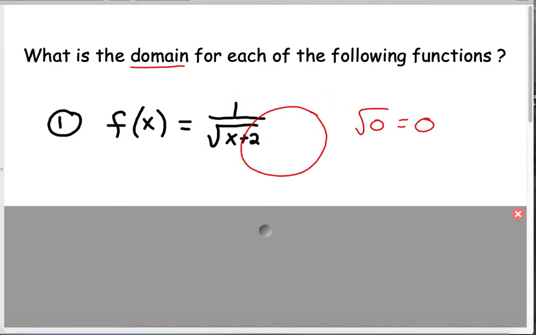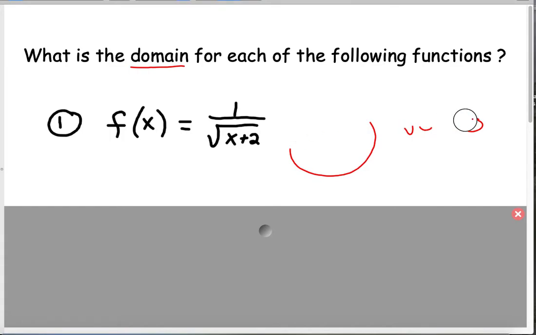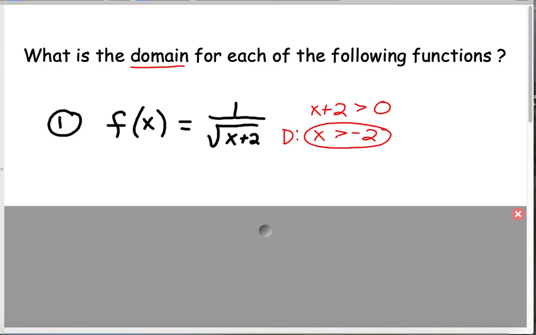So normally 0 is okay for a square root, but not in this case, because it's in the denominator of a fraction. So that tells me that I can't have 0, and obviously we can't take the square roots of negatives under the real number system. So the x plus 2, which is in the square root, that's going to have to be greater than 0 for this to be okay. And if I subtract 2 from both sides with my inequality, there's my answer. So the domain, usually we just put d with a colon, x is greater than -2.